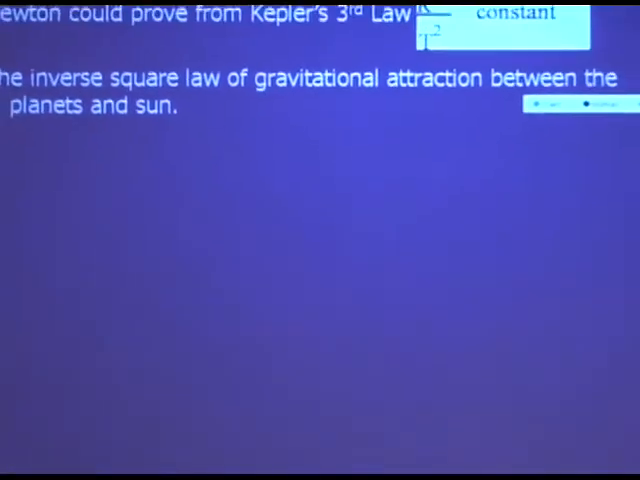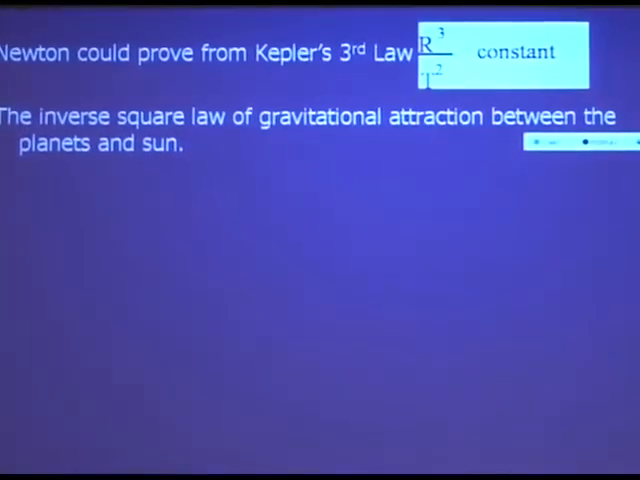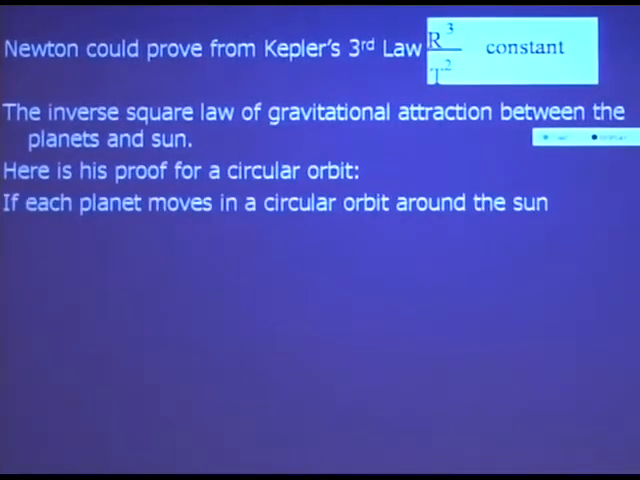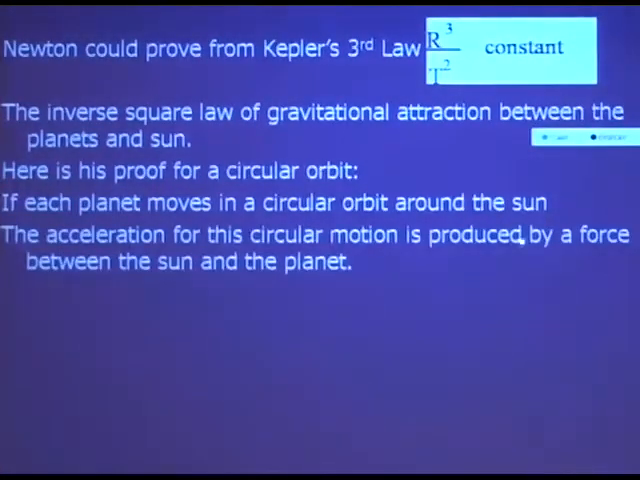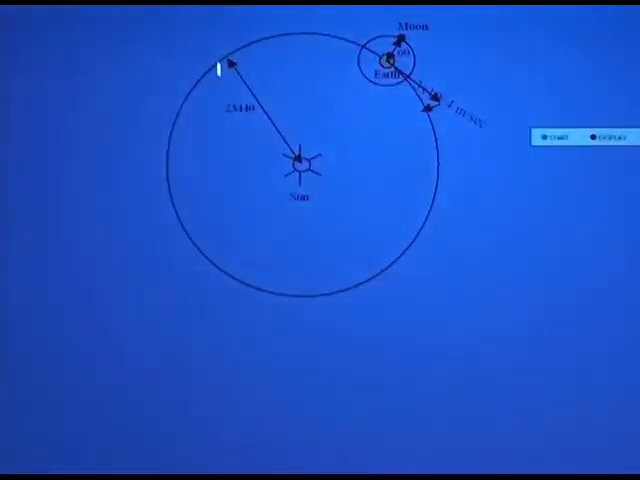So this inverse square law of gravitational attraction between the planets and the sun is a consequence, or rather Kepler's law is really a consequence of the inverse square law of gravity. And here's the proof. Suppose the planet is moving in a circular orbit around the sun. That's Copernicus, okay? We know the acceleration for this circular motion is produced by a force between the sun and the planet, which is the force of gravity. And the force is directed to the center of the circle, which is the sun. So that's all Copernicus.